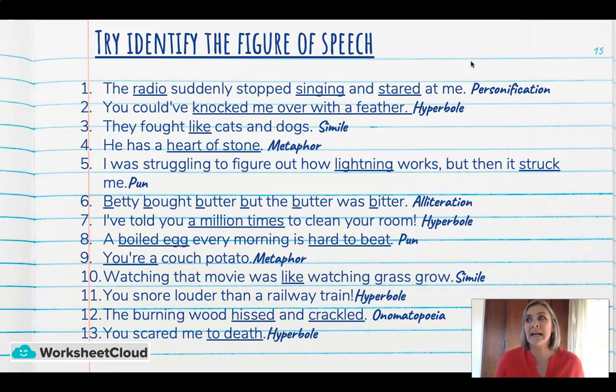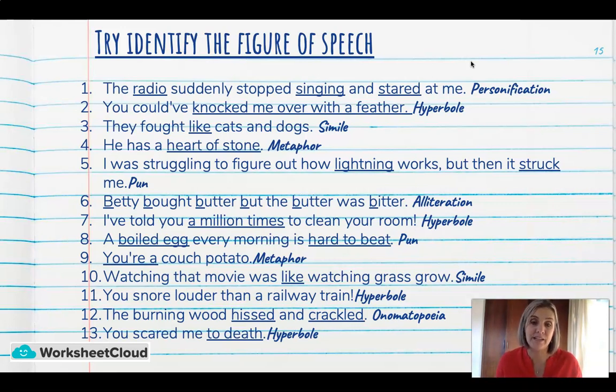You could say, Peter pulls the chair across the dining room. Peter pulls. There's your alliteration there. Number 7, I've told you 1,000,000 times to clean your room. Complete exaggeration. Mom hasn't literally told you a 1,000,000 times to clean your room. Probably quite a few times, but definitely not 1,000,000.